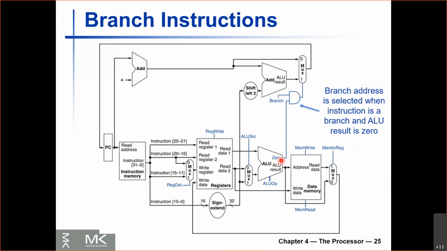But what I mean, no, without the AND gate. I was saying, if we connect the 0 directly to the multiplexer, isn't it supposed to be equal to 0 if it's not a branch equal instruction? No, because the ALU, this zero will be set if the output of the ALU is 0, regardless of what the instruction is.